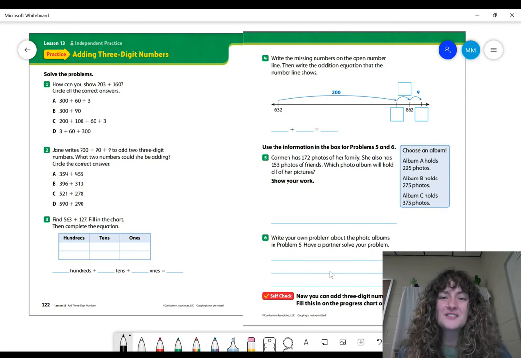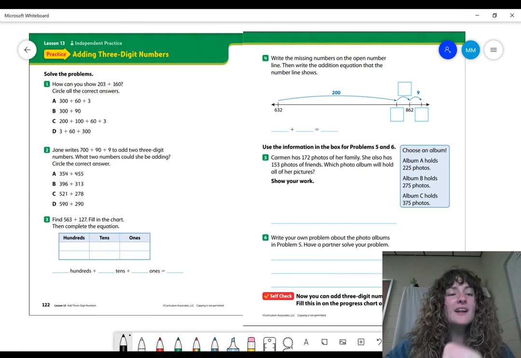So in our instruction book, we are on page 122 and 123. We are still practicing finding different strategies to add three-digit numbers. So let's go ahead and get started on page 122. Number 1, it says, how can you show 203 plus 160? Circle all the correct answers.